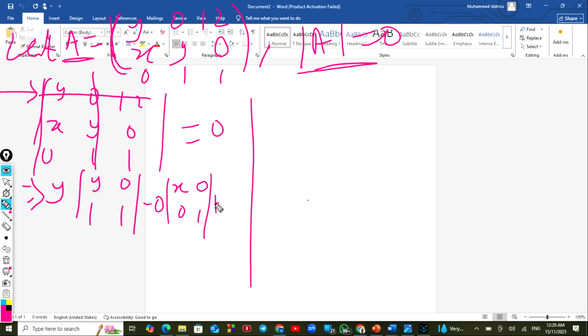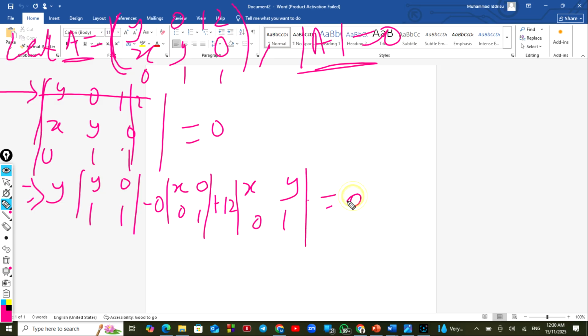Plus 1/2 multiplying, this time we are deleting the third column, so 1/2 will now multiply the determinant of x, y, 0, 1, and this is equal to 0.